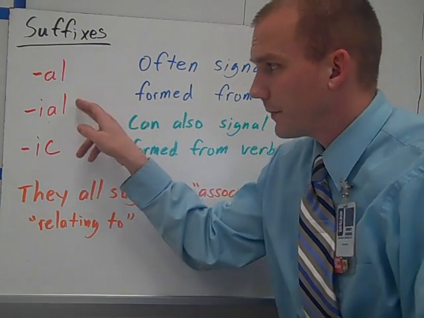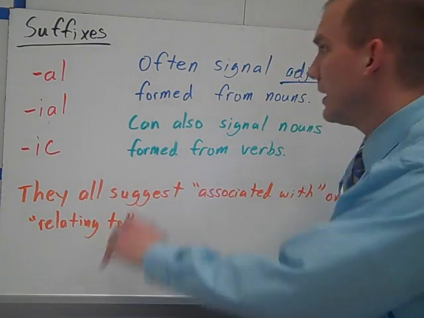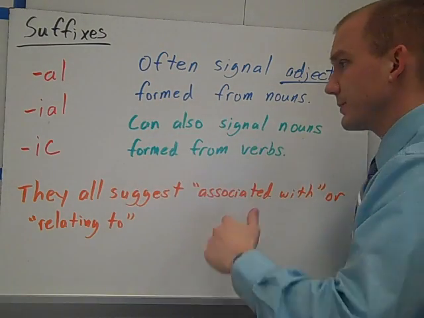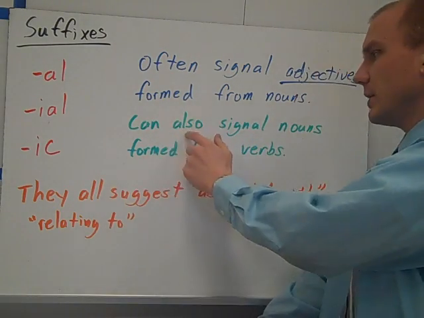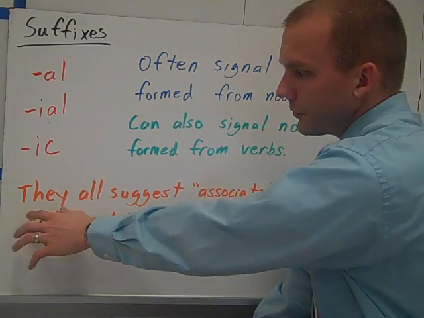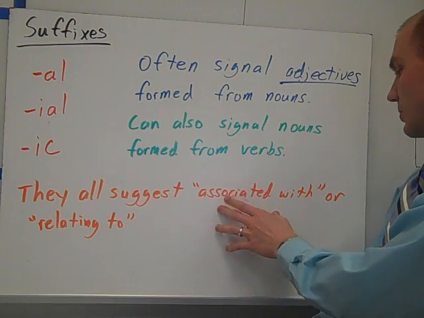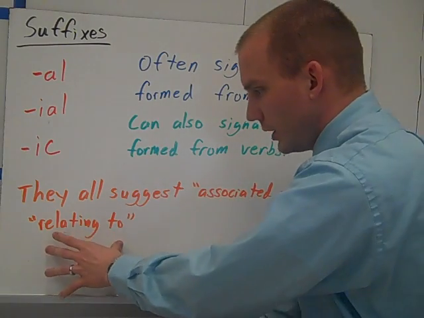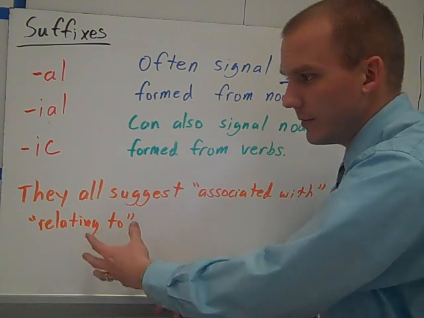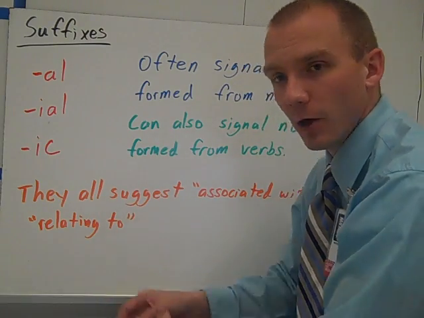Suffixes al, ial, and ic. These suffixes often signal adjectives which are formed from nouns, but they can also signal nouns formed from verbs. Ultimately, they all suggest associated with or relating to. What I mean by associated with and relating to, let me go over some examples, and that might help you see it.